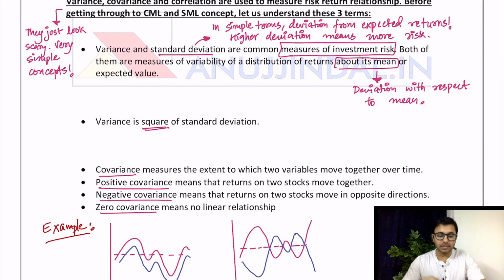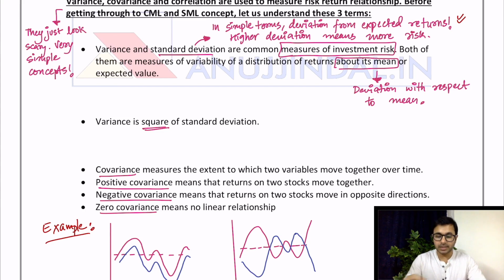Variance and standard deviation are common measures of investment risk. So what do they measure? They measure investment risk, the level of risk in an enterprise, in an investment in a particular stock. It is measured through standard deviation and variance. Variance is just the square of standard deviation, that's the only difference. What is the meaning of standard deviation? Very simply, the meaning is deviation from expected returns.